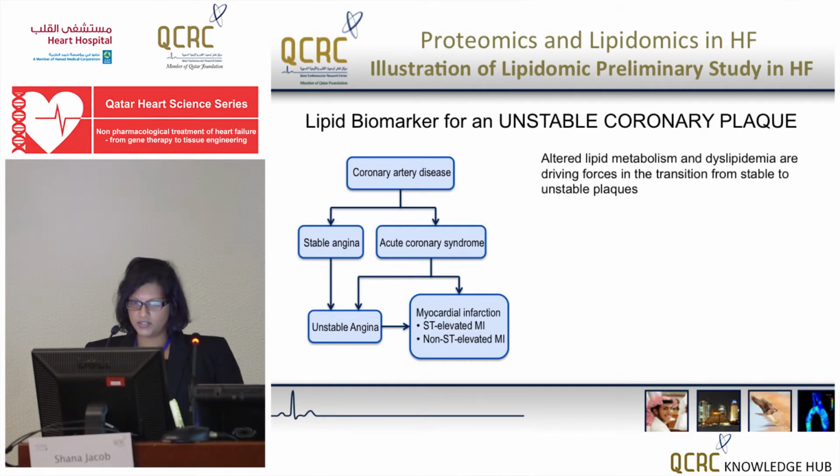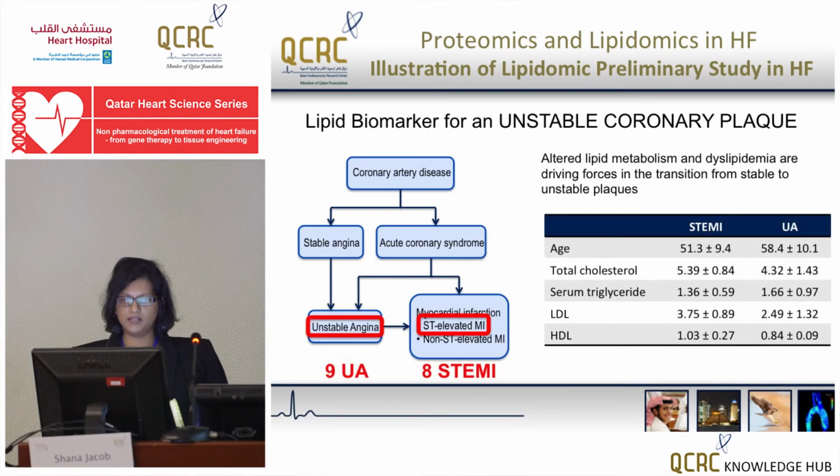So we were fortunate at QCRC to obtain 9 unstable angina blood plasma samples and 8 ST-elevated myocardial infarct samples. These are some of the patient characteristics, showing no significant difference between the lipid profiles that we normally find from hospital tests.